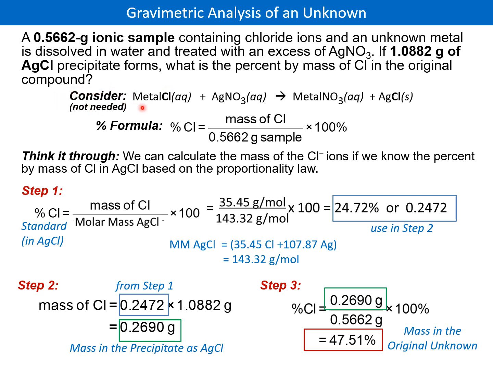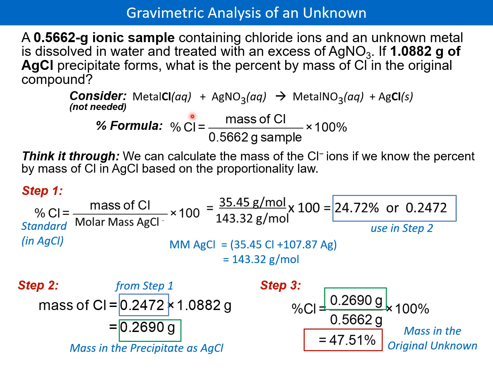We can consider the reaction to look as shown here. Note, however, we don't really need this reaction to solve this problem, but it's just worth taking a look at it. Here we have the original metal complex with chlorine in it. We add the excess silver nitrate. The precipitate forms as silver chloride solid with the spectator ions of the metal and the nitrate remaining in solution.